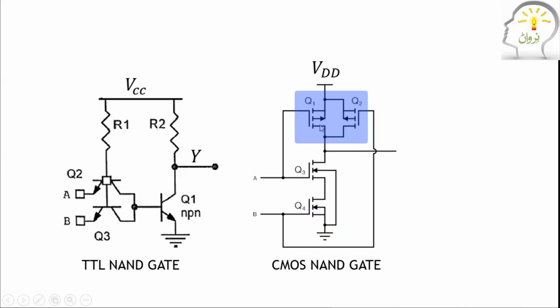This is PMOS, this is NMOS. Even if their characteristics are the same, resistance is the same, capacitance is the same, even then, see, these two are in parallel and these two are in series.